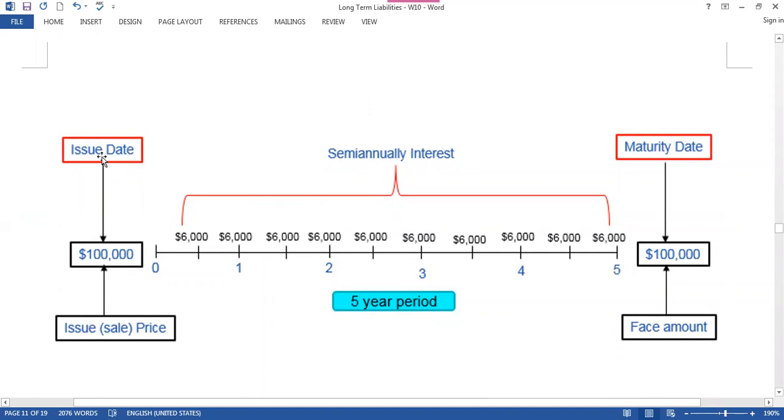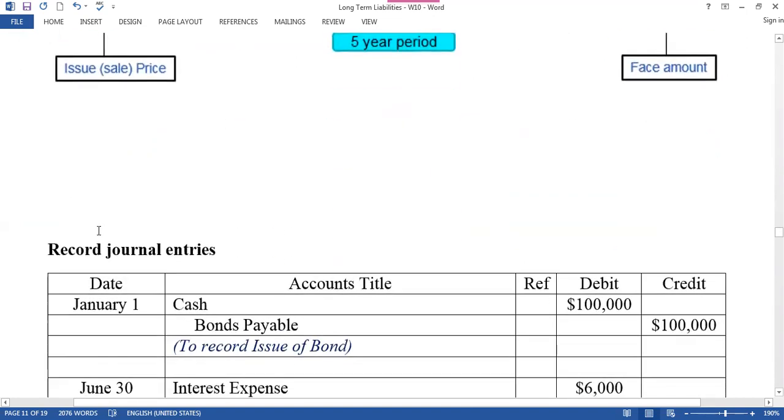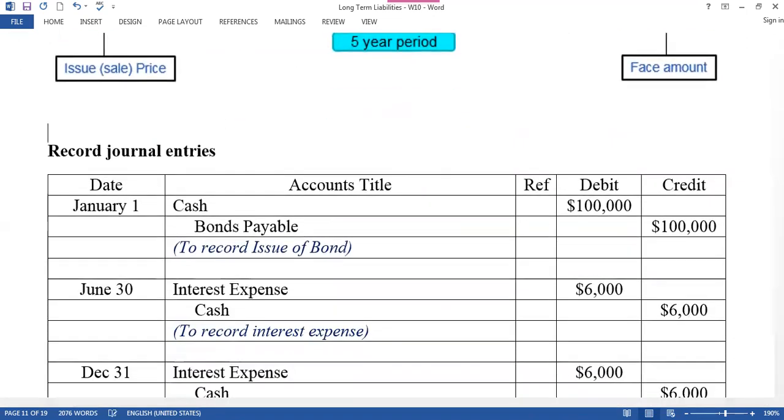Now we are going to record the journal entries here, right? This is the first journal entry, then this part is the second journal entry, and this part is the third and last journal entry. So look at the first journal entry: record the issue of the bond.